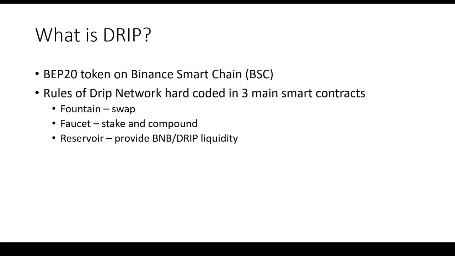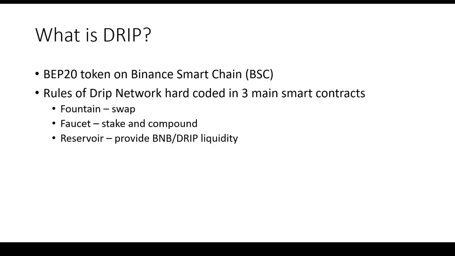So what is Drip? Drip is a smart contract, actually a collection of smart contracts, on the Binance Smart Chain, BSC. This is a BEP20 token. Drip is a token on the Binance Smart Chain. I have 3 of the smart contracts listed here. These are the rules of Drip network. These contracts dictate how Drip works, what it does, what you can do with it, and how you interact with the smart contracts.